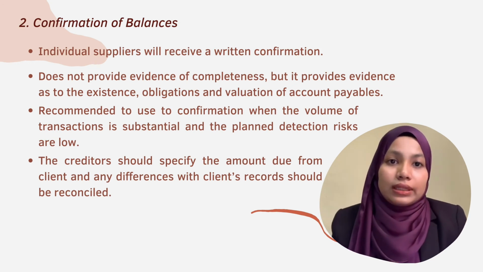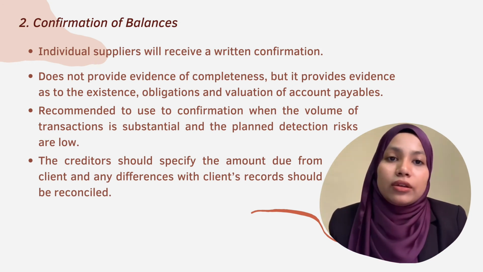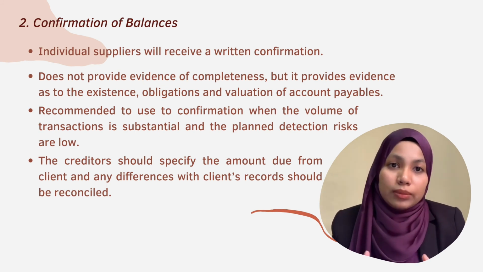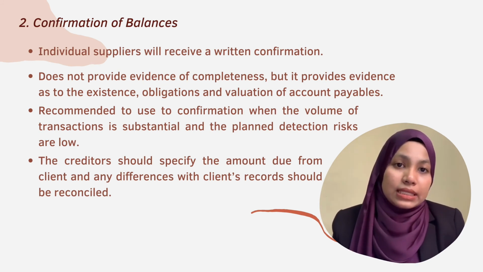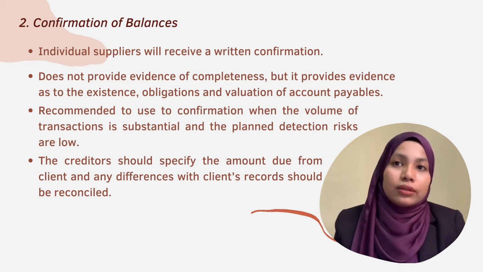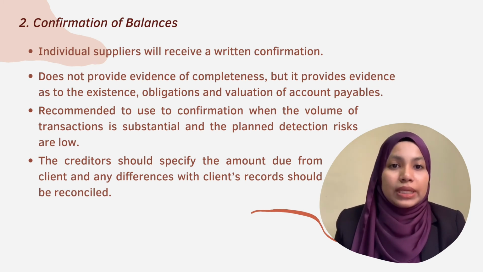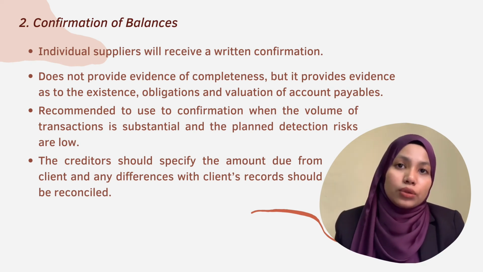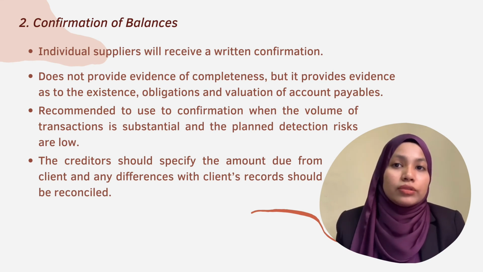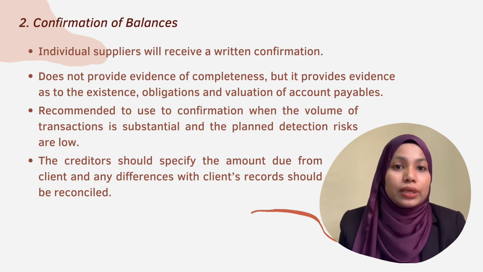Okay, the second test of details of balance is the confirmation of balance. In order to confirm the amount outstanding and payable to the suppliers, individual suppliers will receive a written confirmation. But this action of confirmation does not provide evidence of completeness, but it provides evidence as to the existing obligations and evaluations of account payables. It is recommended to use the confirmation when the volume of transaction is substantial and the planned detection risks are low. The creditor should specify the amount due from client, and any differences with client's record should be reconciled.